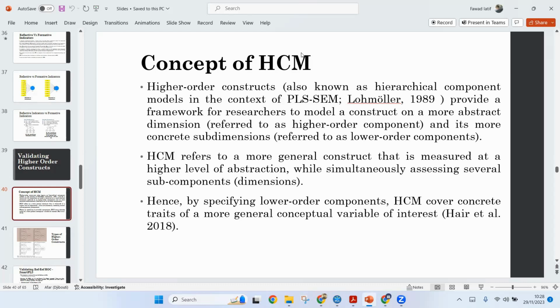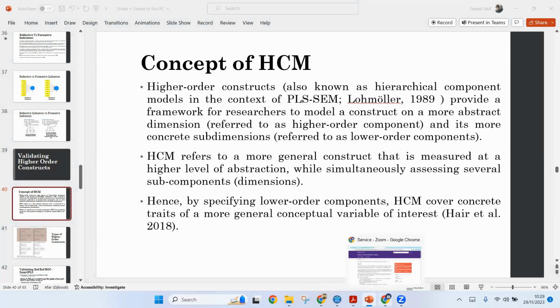Can we combine different subconstructs to propose a new higher order construct, suppose if it has not been discussed? Well, yes, you can combine, but then you have to have a theoretical argument for it. You have to have theoretical support for it. And then once you have the theoretical support and you collect the data, you have to validate it analytically as well.